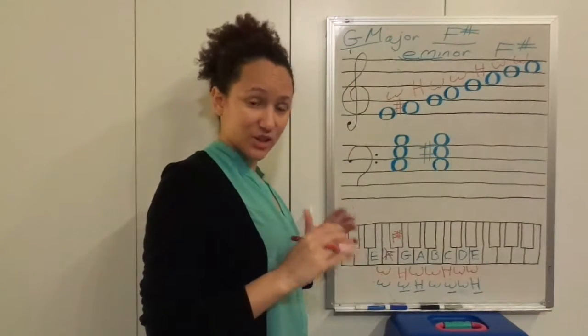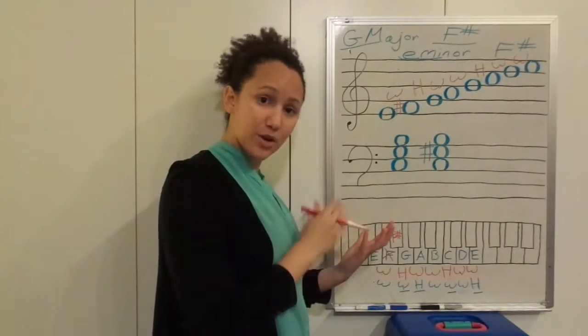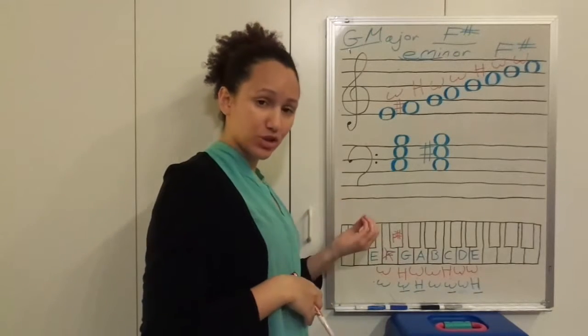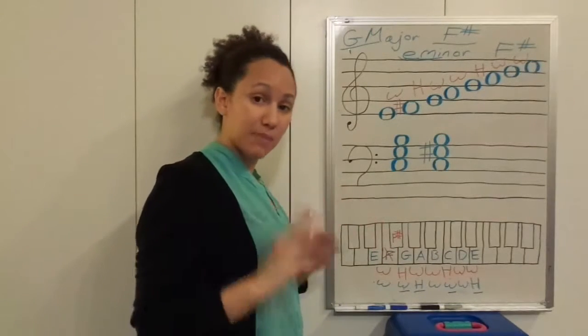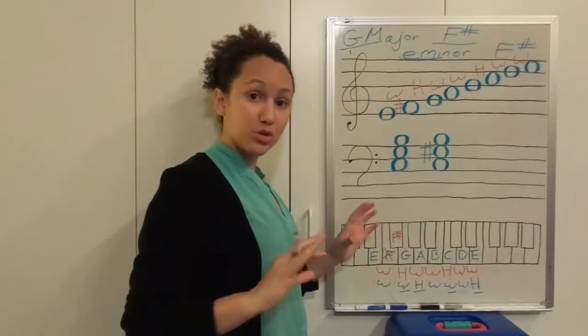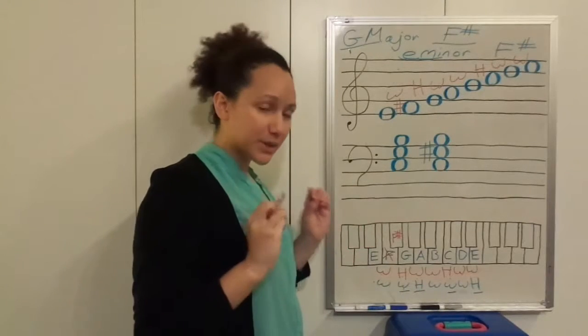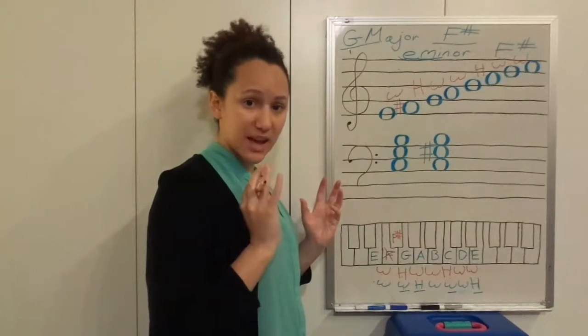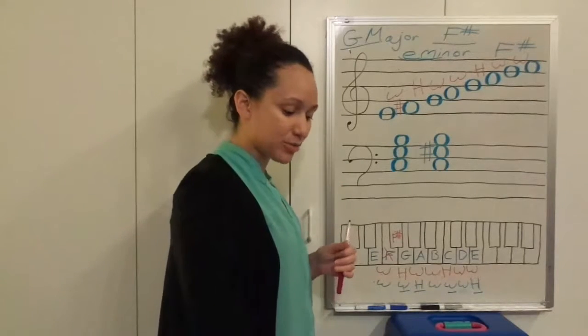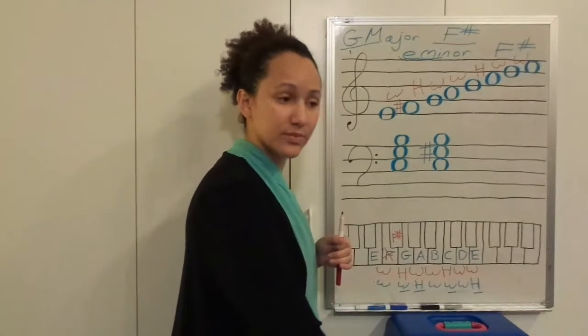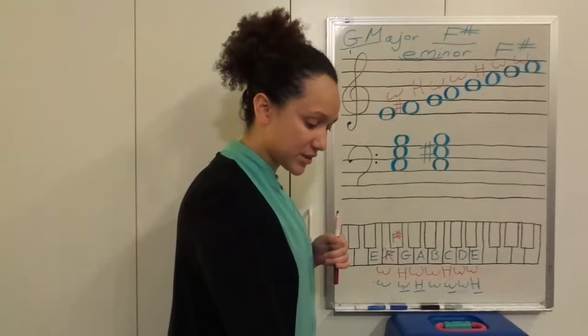Try to memorize that just like we memorized the major pattern. Practice those two, major separately and then minor separately, so you get them both, because they are very different and they have different sounds associated with them. The major, bright and happy, and the minor, dark and mysterious.